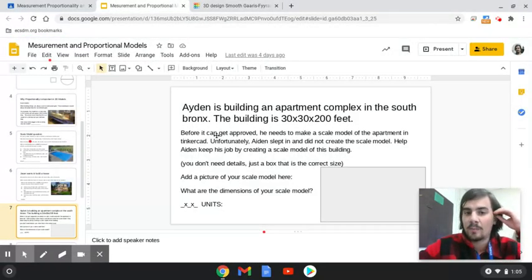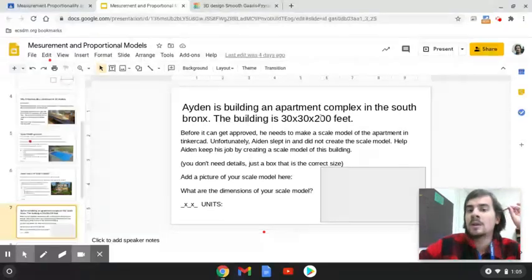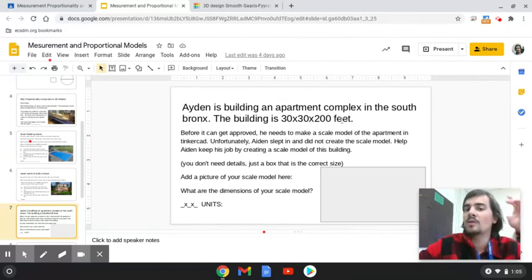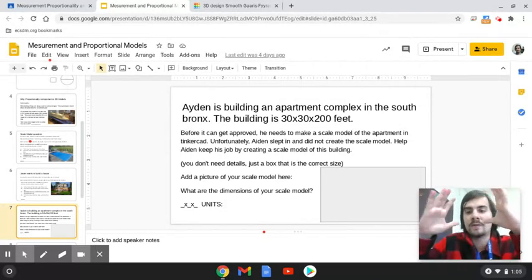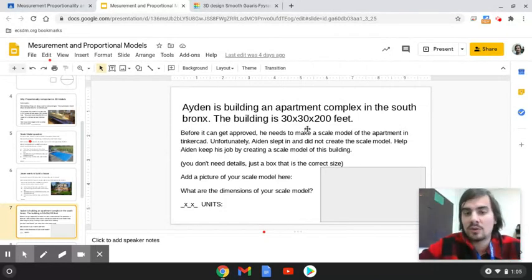So we could take a box and make it 30 by 30 by 200 millimeters. And then there would be some number. We don't know exactly what it is. We don't have to know. There'd be some number that we can multiply millimeters by to get to feet. And our model would be that number scale model of this actual apartment building. So this would be an effective scale model of this apartment building.